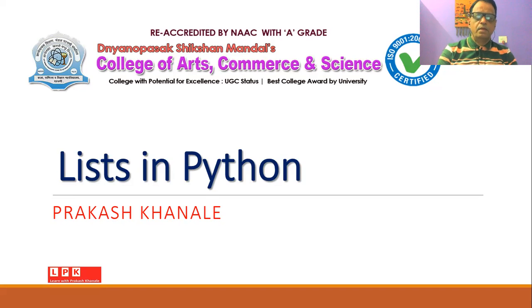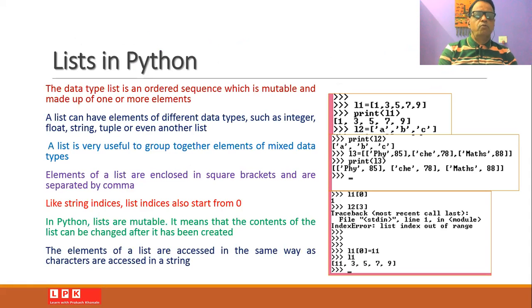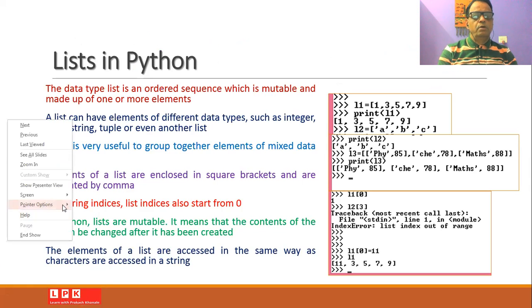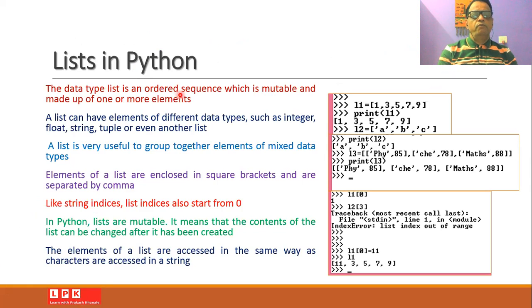So let us start the session with the question: what do we mean by list in the Python program? Friends, we know that we require several data types whenever we want to feed values or assign values to variables. List is also a data type, and you can say that it is an ordered sequence. This ordered sequence is mutable, that is, its elements can be changed, and it can consist of one or more elements.